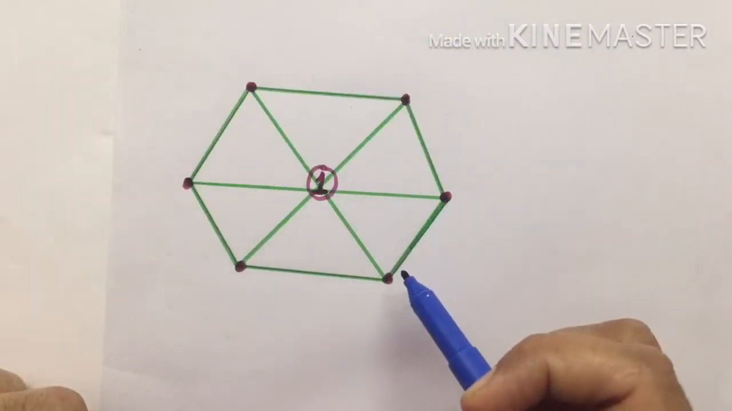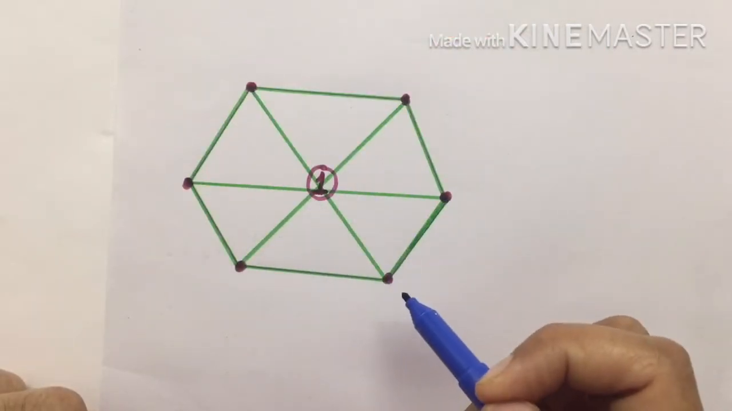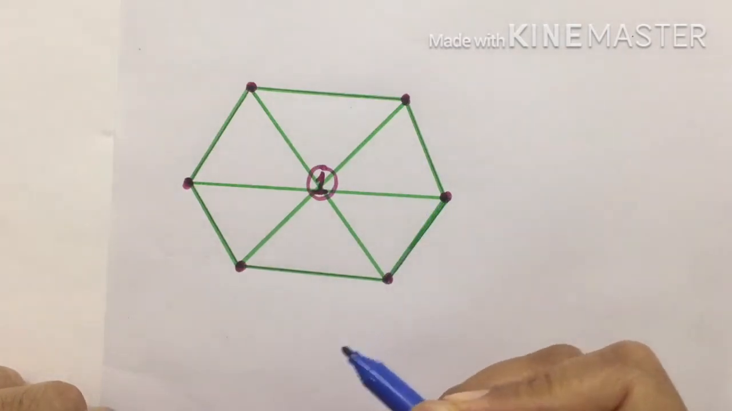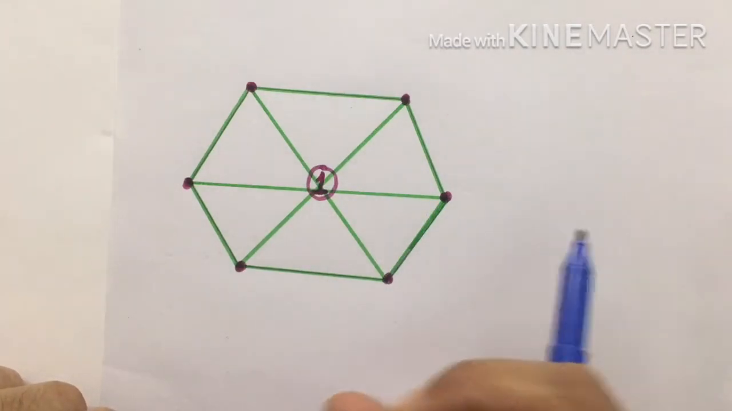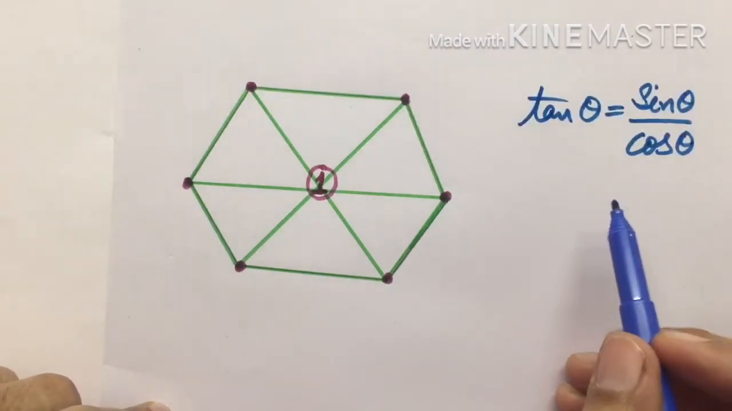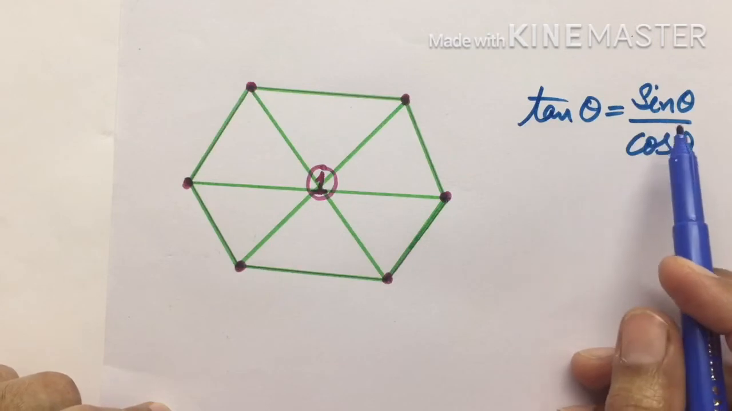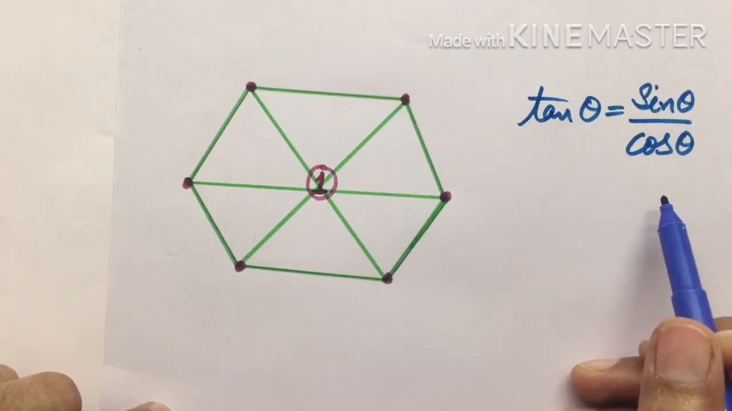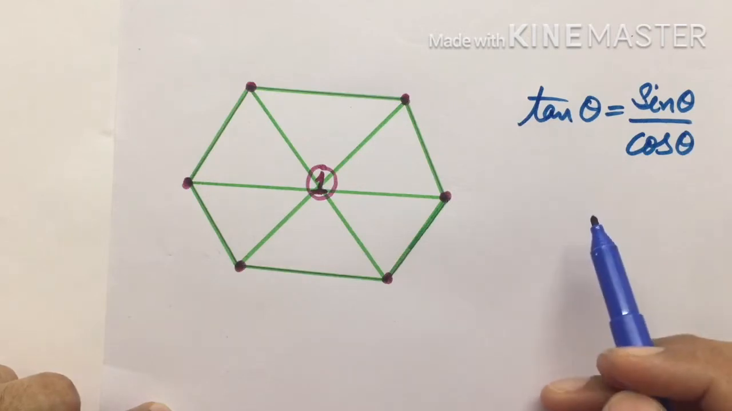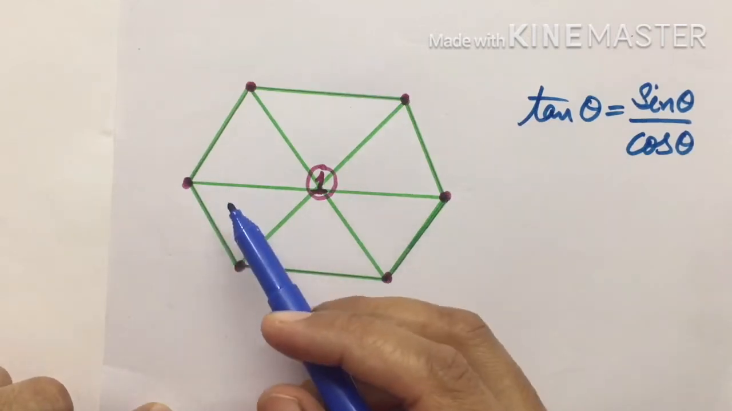A hexagon is a shape that is made from 6 sides. So this is a hexagon, but I am talking about how we will use this hexagon in trigonometry. For that we have to remember this thing: tan theta is equal to sin theta upon cos theta, and according to this we have to go in the clockwise direction in our hexagon.